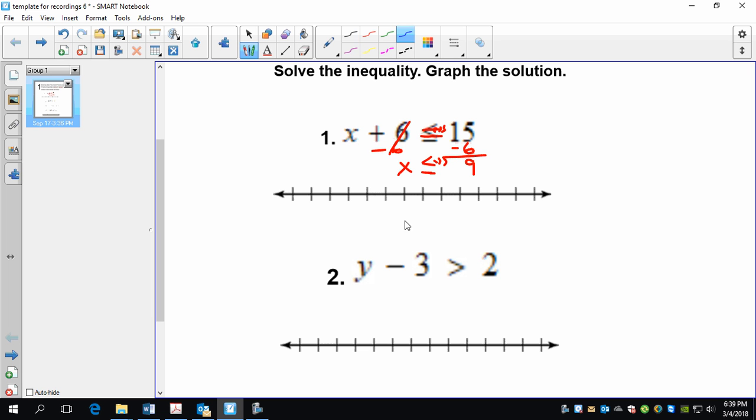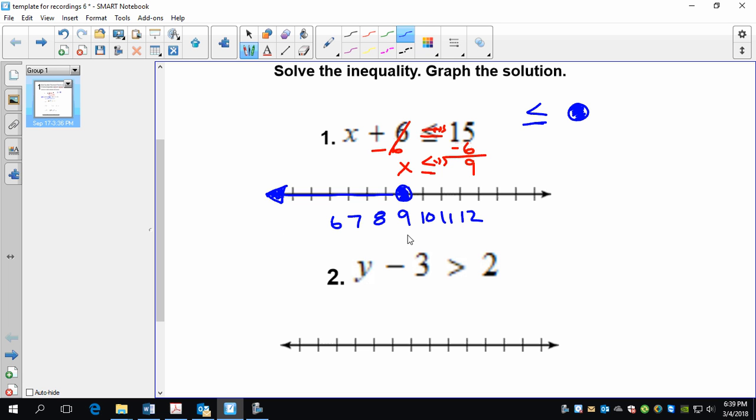Now we want to graph it. We're going to put 9 here, 10, 11, 12, 8, 7, 6. And because it's less than or equal to 9, we're going to have our circle shaded in. So we're going to find 9. We're going to shade in that circle at 9 because that essentially means 9 is a possible answer. And if we want x to be less than or equal to 9, it has to go this direction. So your arrow has to go this way.